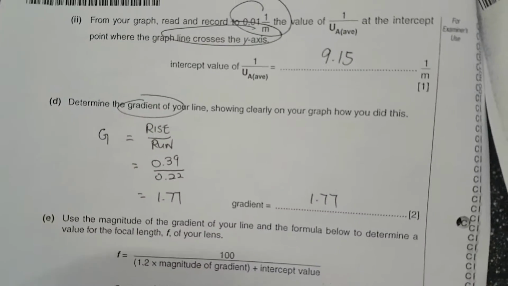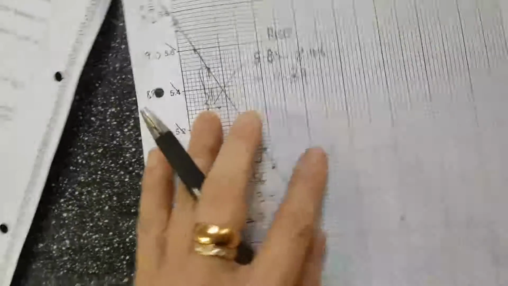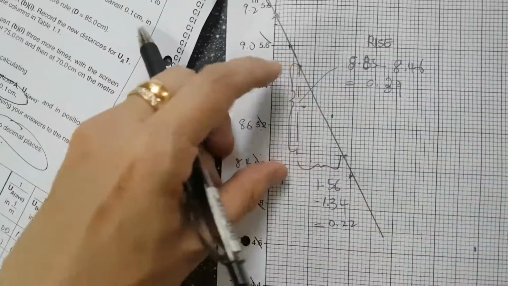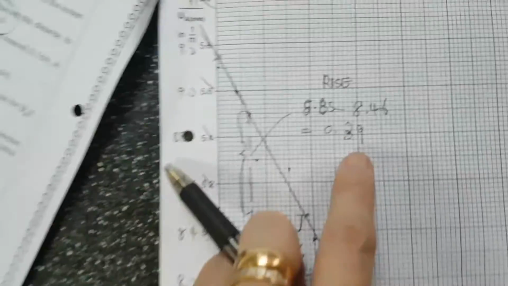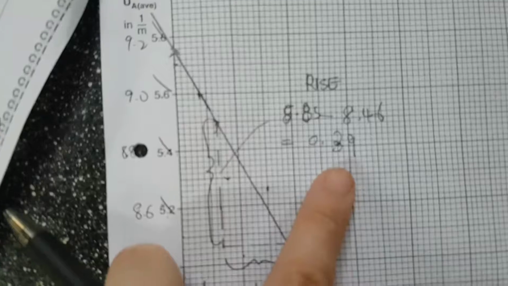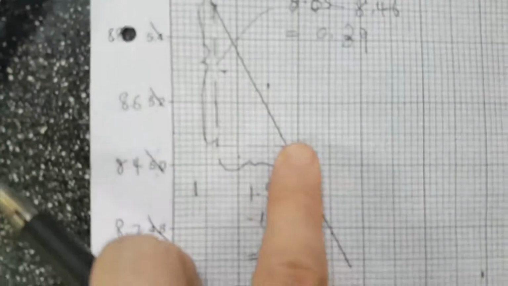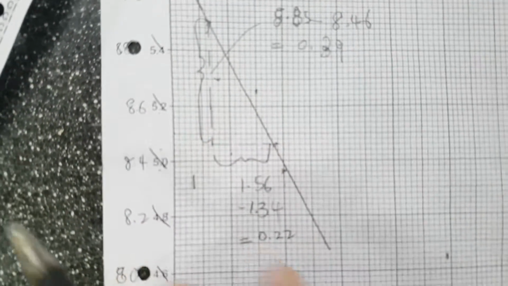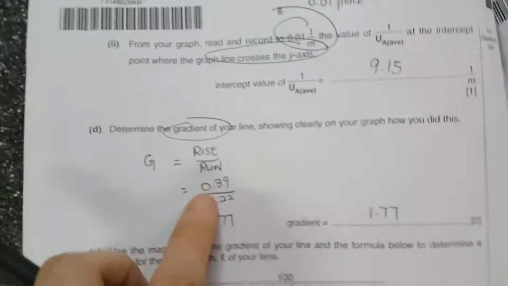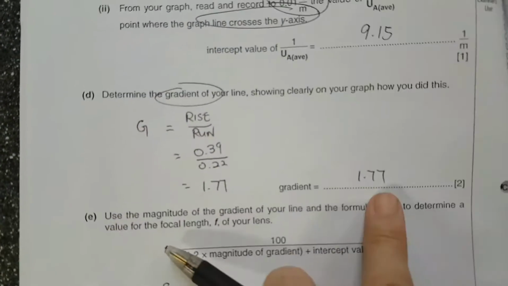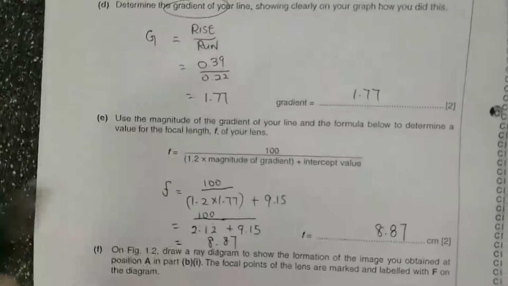By now, you should know how to find the gradient. So I go back to my graph, I take 2 points. Rise is this minus this, my answer. Run, this minus this, my answer. And from here, I calculate my gradient, rise over run.